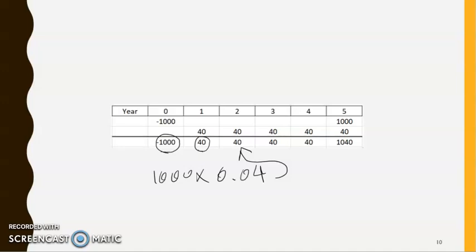And like that, it continues. 40 for year 2, 40 for year 3, 40 for year 4. But for year 5, it is 1,040. Why is it the case? Because you get $40 as the interest for year 5 because of this $1,000 initial deposit, and also since it is the end of the investment period, you will get your $1,000 back.